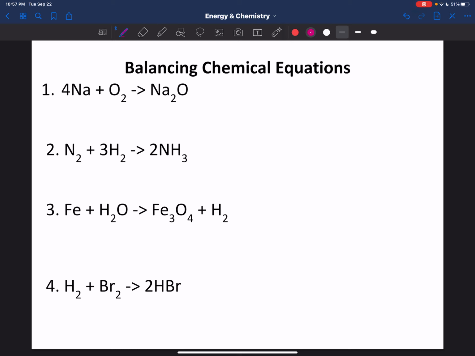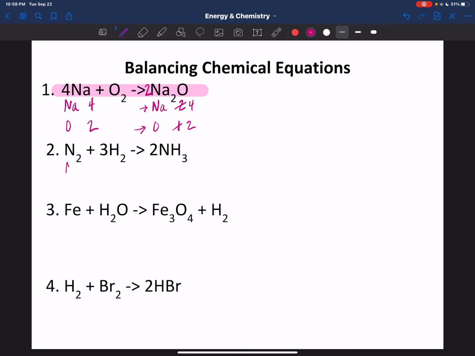So remember, list, and then count. I've got 4 sodium and 2 oxygen. I've got 2 sodium and 1 oxygen. So this is not balanced, so we have to balance it. So I go to the side that typically does not have as many, and to get sodium 2 to 4, we have to have a coefficient of 2. And once I've done that, now I have 4 sodium and I have 2 oxygen. So now I'm balanced. All right, let's look at the next one.